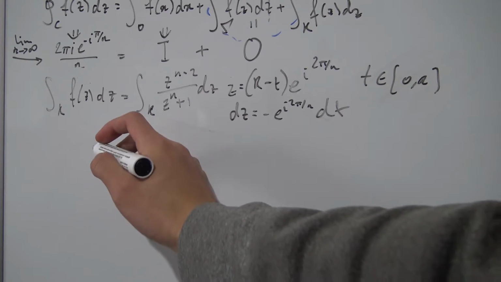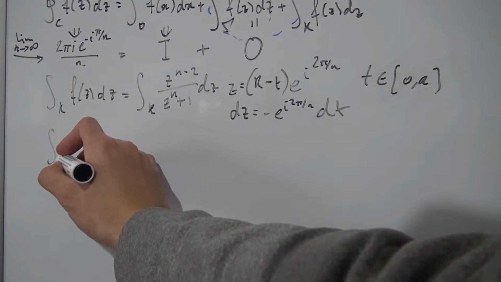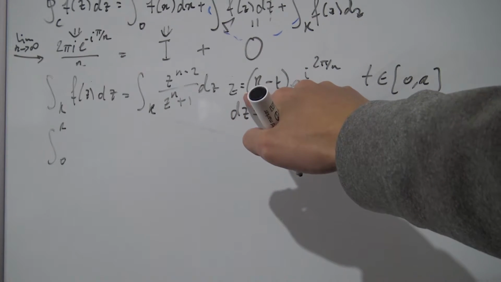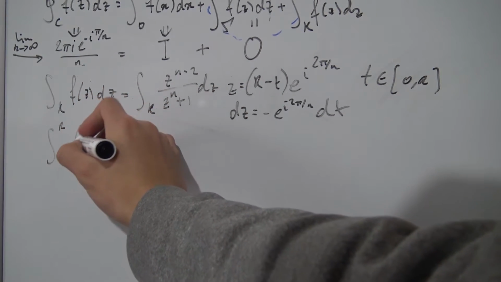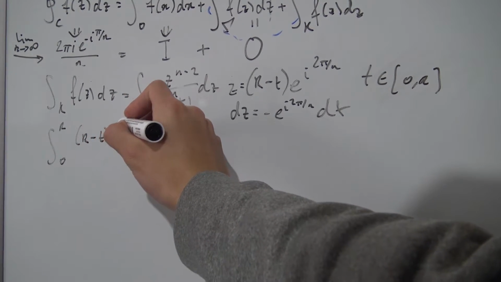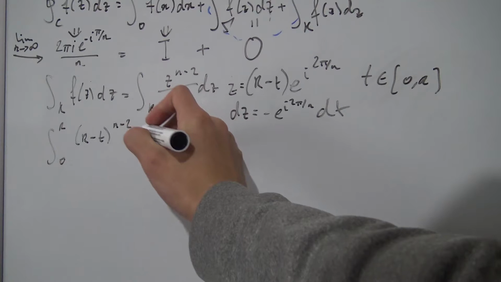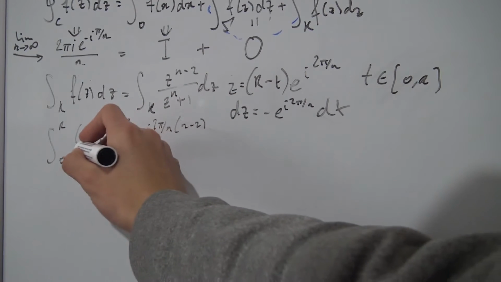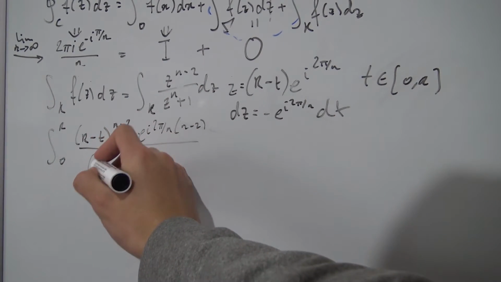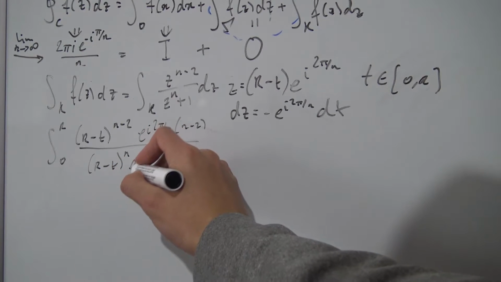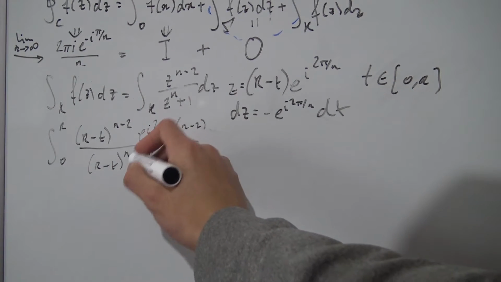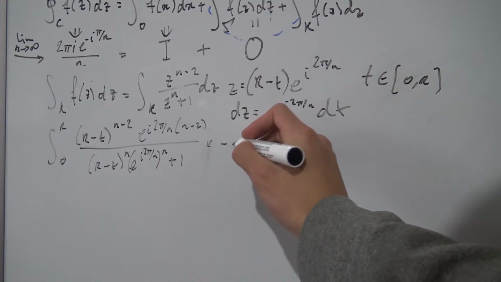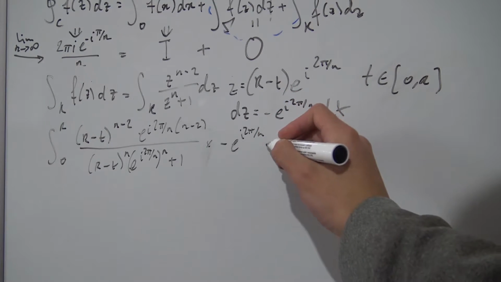So this is going to be the integral from 0 to r of, well, we're going to replace z with this whole junk right here. So that's going to turn out to be r minus t to the n minus 2, then multiplied by this thing right here, so e to the I 2 pi over n, multiplied by n minus 2, and all of that junk divided by r minus t to the nth power, e to the I 2 pi over n to the nth power, plus 1. And then our dz becomes negative e to the I pi over n dt.